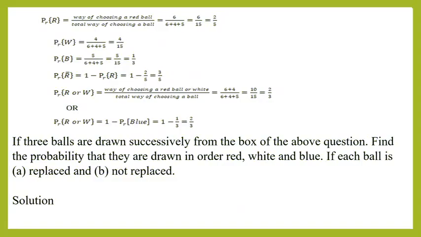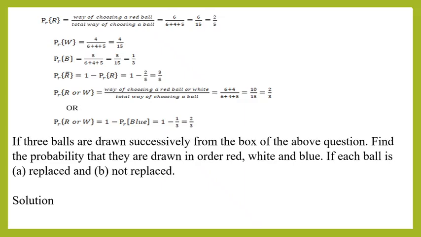Probability of red or white will be the ways of choosing a red ball or a white ball over the total ways of choosing a ball, which is equal to 6 plus 4 over 6 plus 4 plus 5. That will give us 10/15, which is equal to 2/3. Or the probability of red or white will be 1 minus the probability of blue, which is equal to 1 minus 1/3. It should give us the same answer, 2/3.